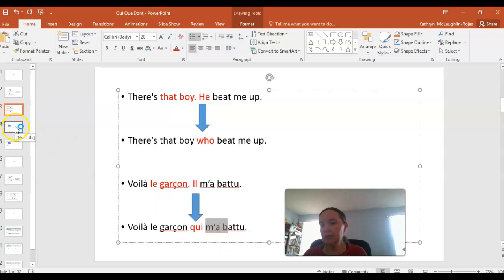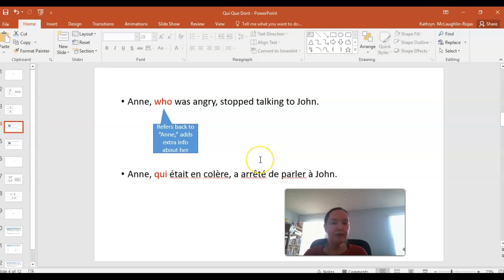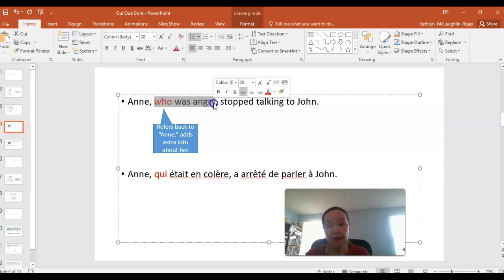Another way we can use qui would be in a sentence where we're adding a little extra descriptive phrase after a subject. So, Anne, who was angry, stopped talking to John. Now, Anne is the subject of my sentence. I could leave this part out. I could actually just strike through it and the sentence would still be fine. I could say, Anne stopped talking to John. And that would be a sentence.